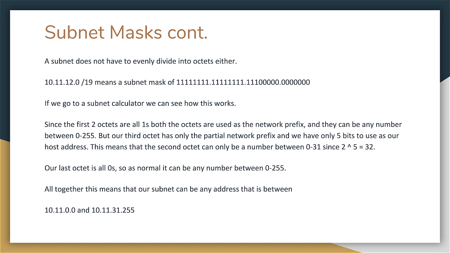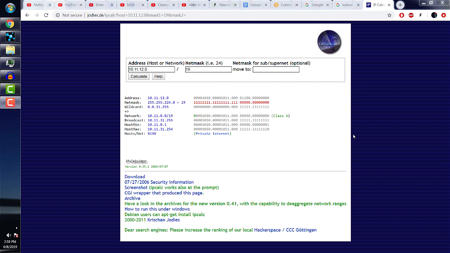For example, you can have a subnet mask of /19. So what this will look like is 19 1s followed by the remaining 0s. And as you can see in the third octet, it does not divide evenly. We have 3 1s and 5 0s. And let's go to a subnet calculator and see how this works. So a subnet calculator basically lets you see how many IP addresses a subnet can have.